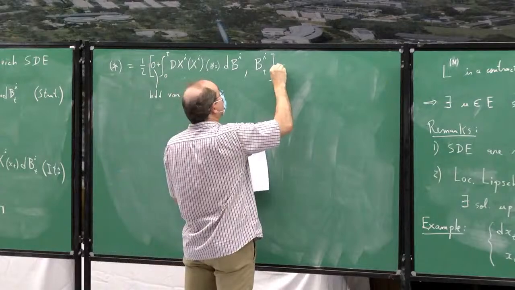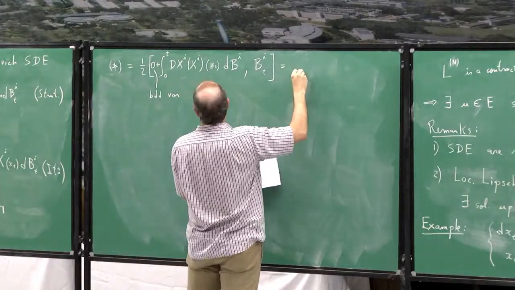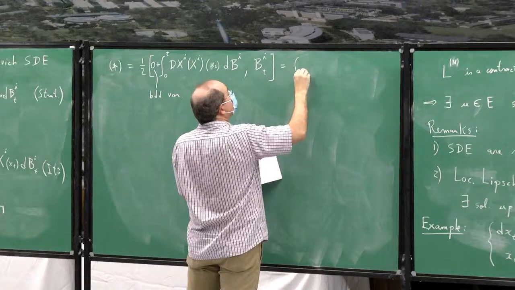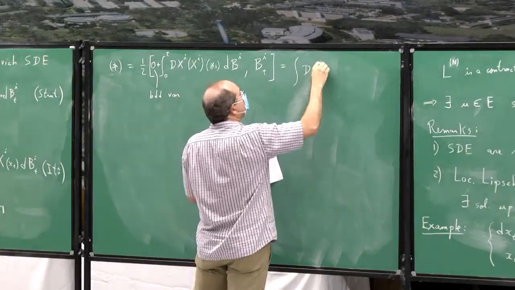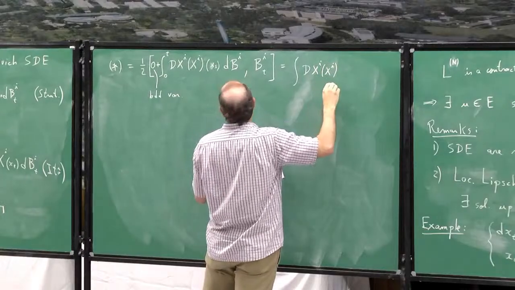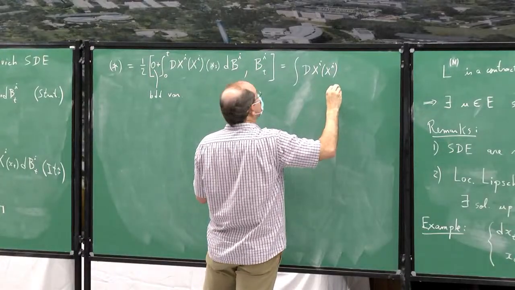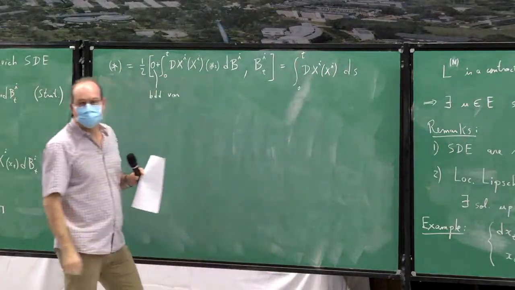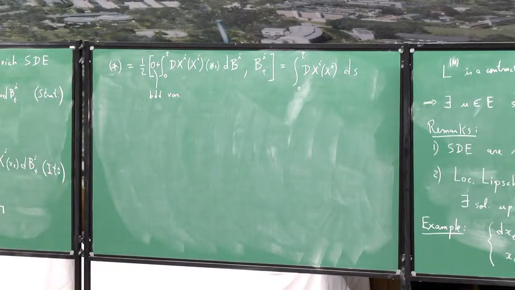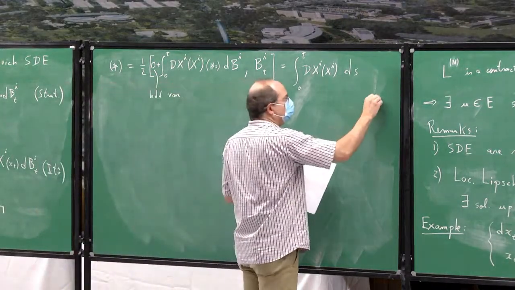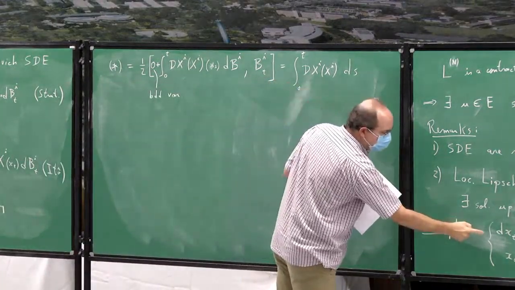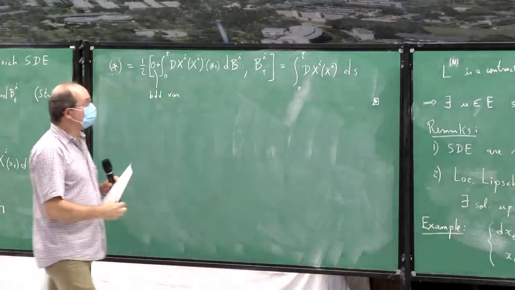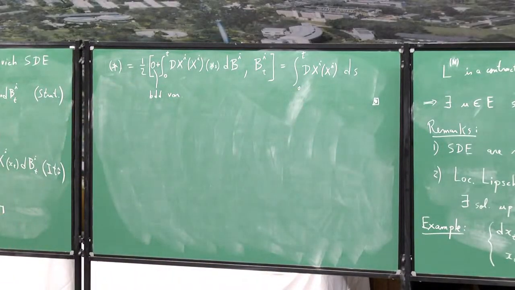And this quadratic variation is precisely what is written there, which is the integration of dxi in the direction xi dt or ds. Right? Okay. So to realize the Stratonovich model, just apply this correction term and we are done.